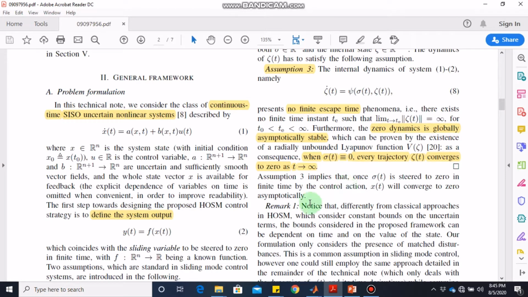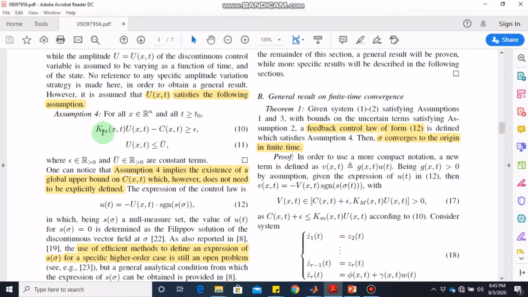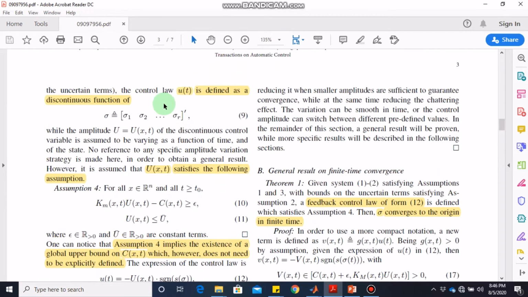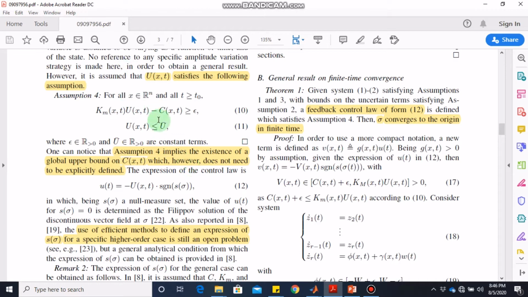All right, so this fourth assumption is some combination of the bounds on the functions of state that appear in the rth derivative of the output, combined with the capital U, which is sort of like a control input function. So it's not the final control law, but it is going to appear in the final control law. U is some function of state and time which is discontinuous, but it must satisfy these conditions.